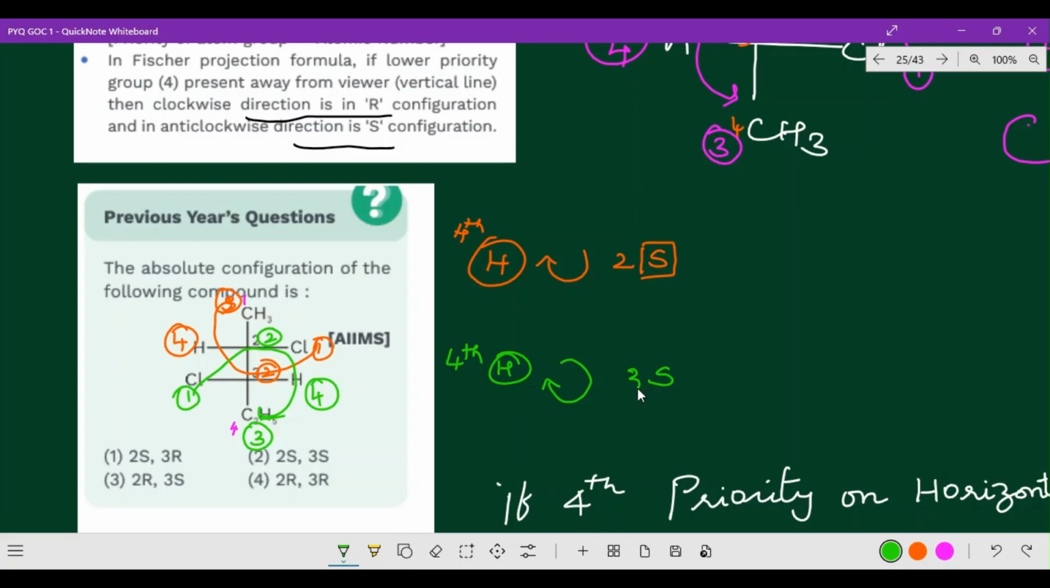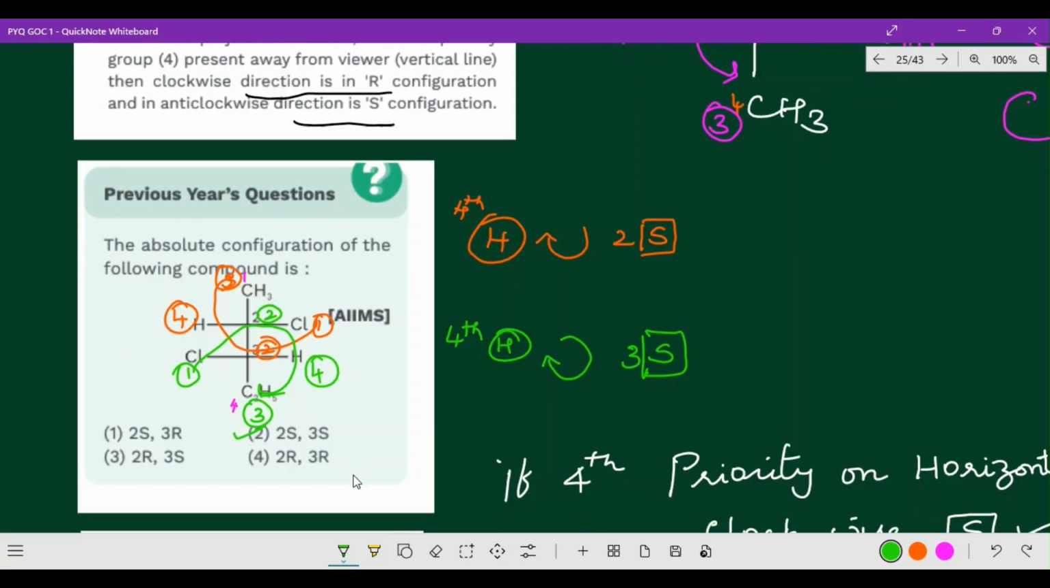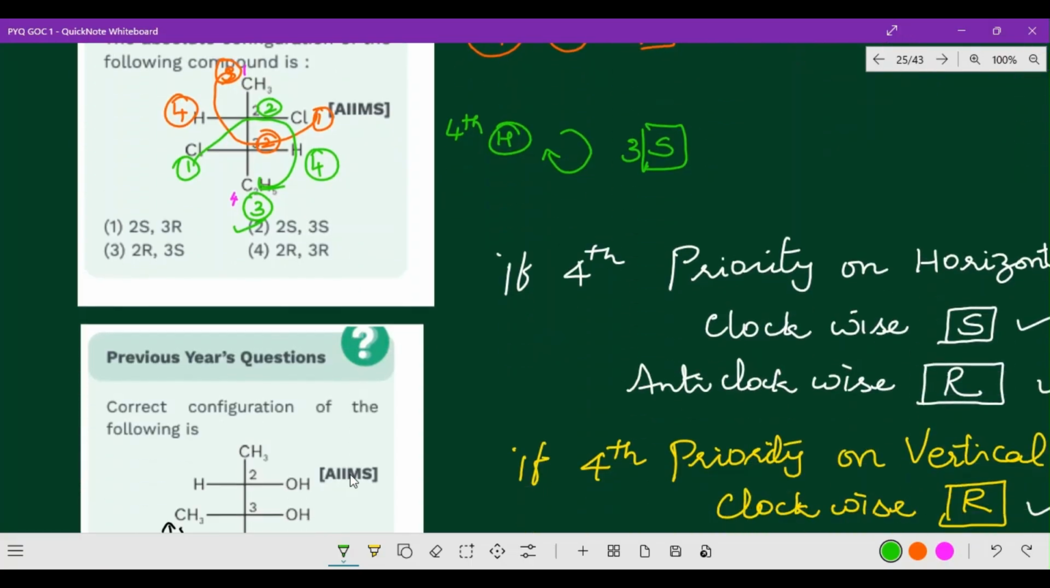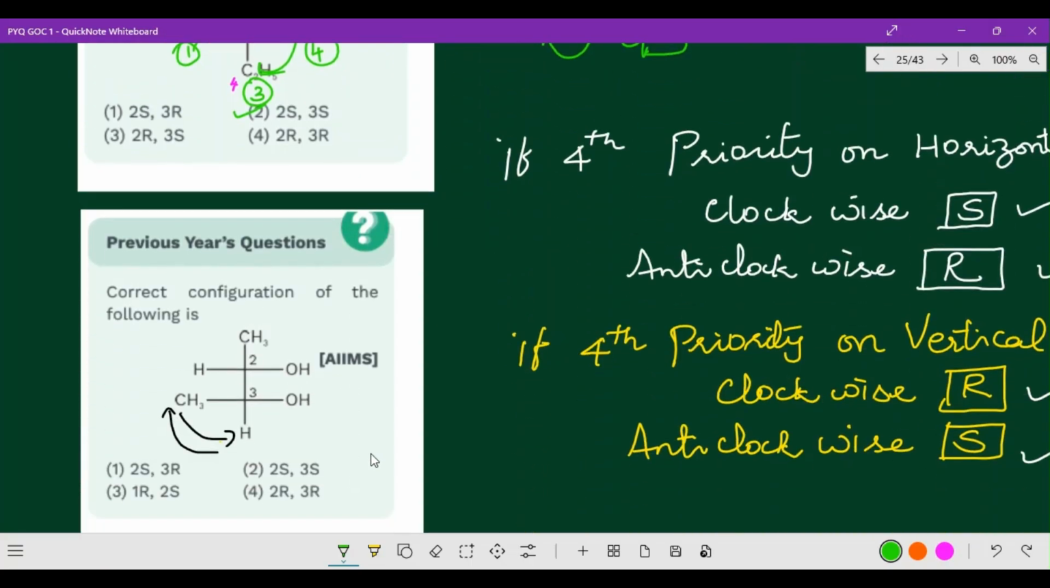So 2 yes and 3 yes. Okay, now which is the correct answer? So the second option is the correct answer. I hope you got an idea how we go for it. Here is one more question, which is somewhat typical.